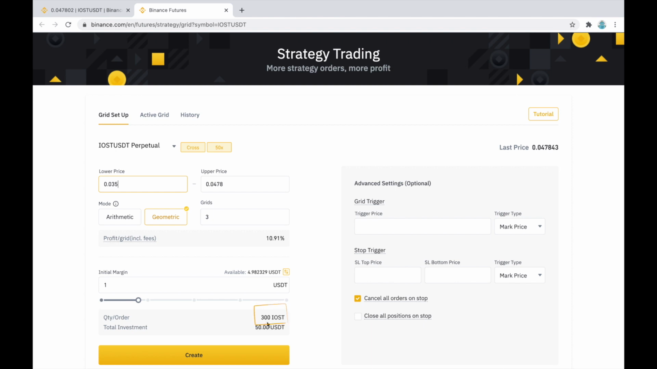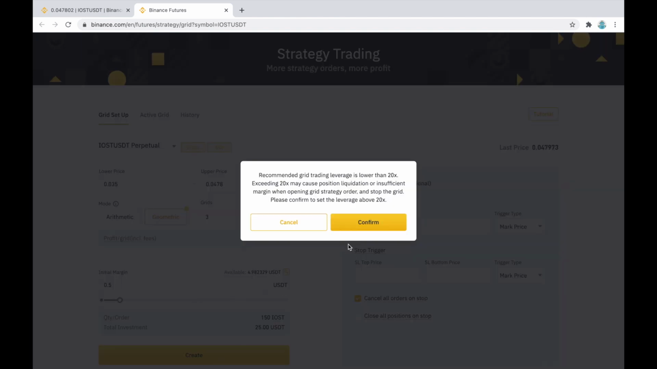If you recall in the beginning of this video, I had established that I can buy even a smaller position size for IOST. So I will now reduce my initial margin amount, to reduce my position size. My initial margin now is $0.50, the quantity had changed to 150 IOST contracts. I believe this is as small as a grid framework can meaningfully get. Let me now press the Create button.